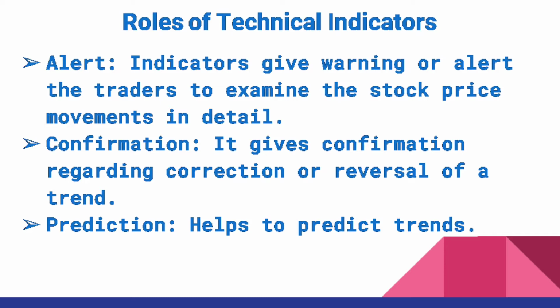Indicators give confirmation signal regarding the price movements in the market. So it gives confirmation regarding whether a trend is being established or there is a reversal trend. So a confirmation signal is also a major function of a technical indicator. Above all, indicators give valuable inputs for the prediction of future price movements and trends in the market.